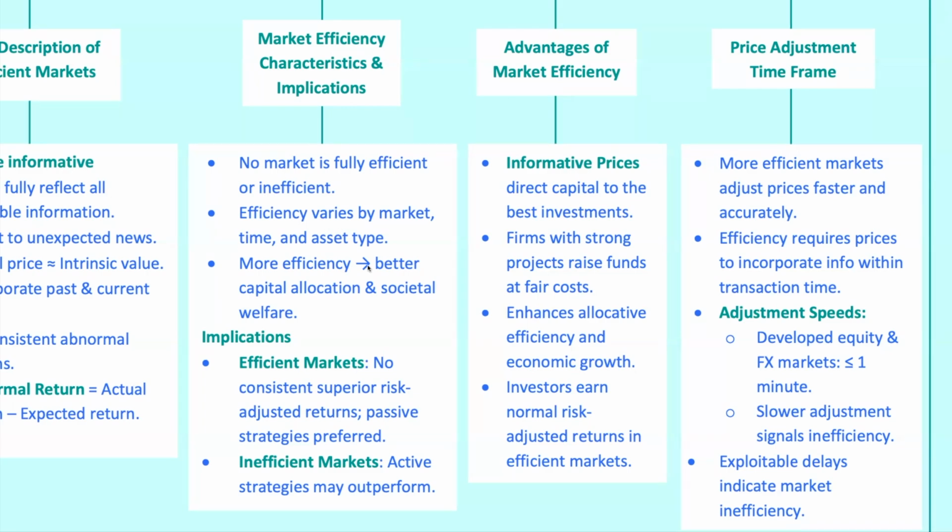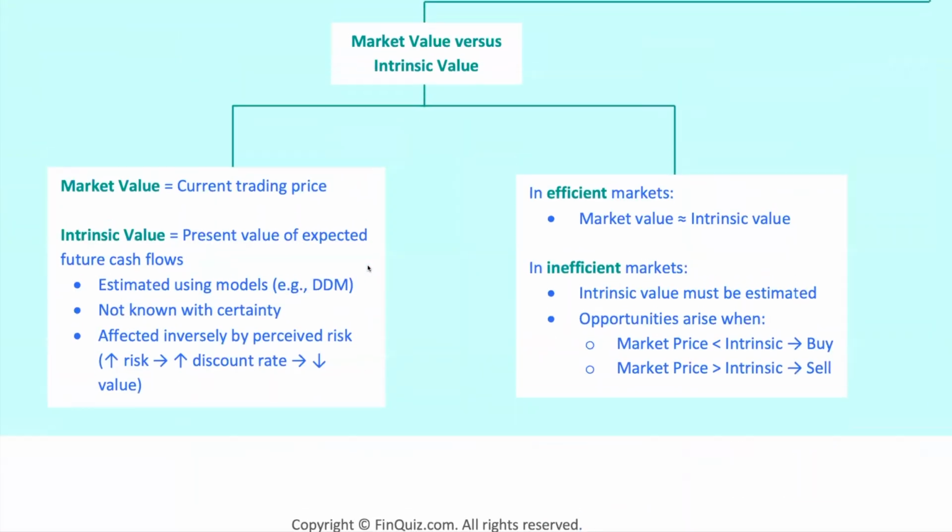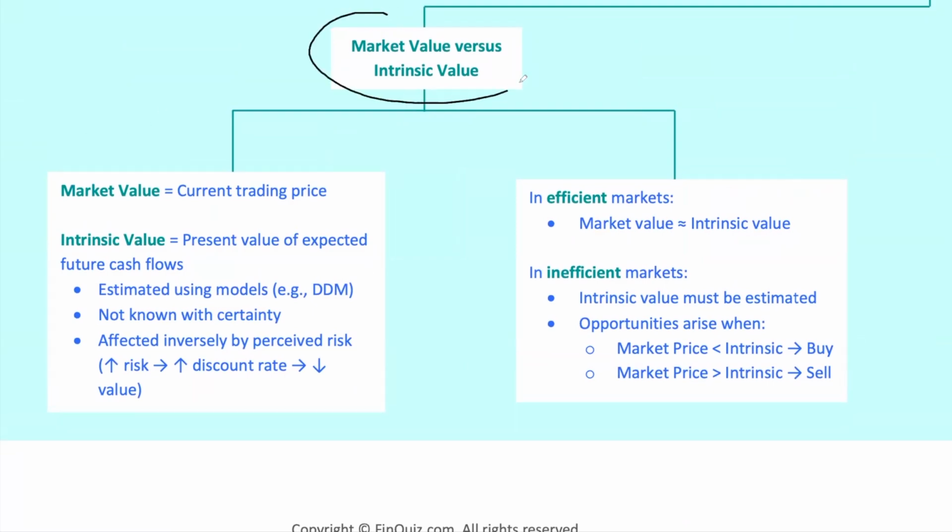Now let's pivot to a concept that often comes up on the exam. The difference between market value and intrinsic value. Market value. That's just the sticker price. It's what the stock is trading for on any given day. It is simply what you can buy or sell the asset for right now. You open your app, you see the price, boom, that's it.